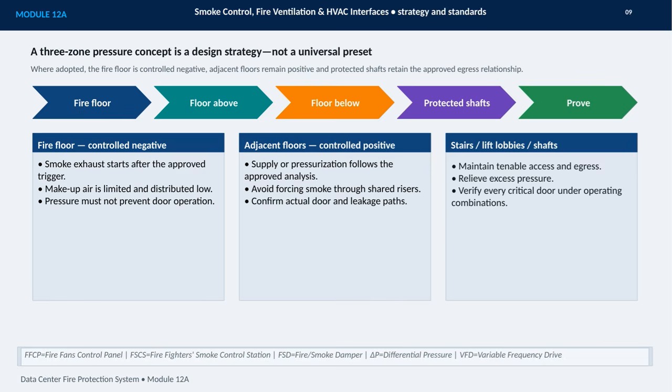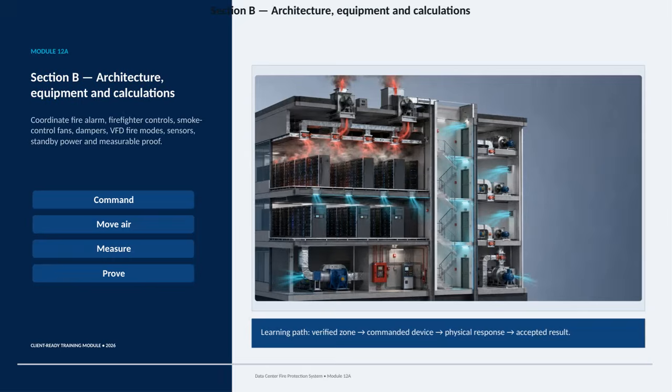Excess pressure may need to be relieved, and every critical door should be verified under the relevant operating combinations. In short, the concept must be proven through coordinated controls, dampers, fans, HVAC interfaces, and field verification, not simply selected as a standard setting. This module, Section B of Module 12A, focuses on the architecture, equipment, and calculations that make a fire protection system work as an integrated whole.